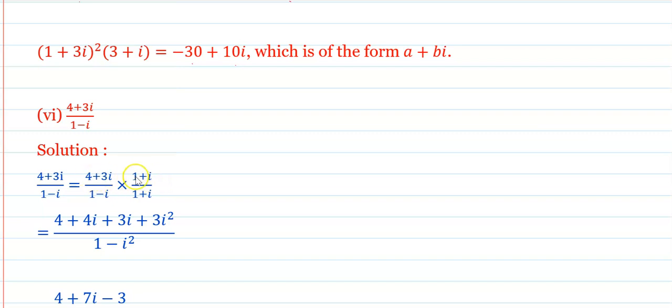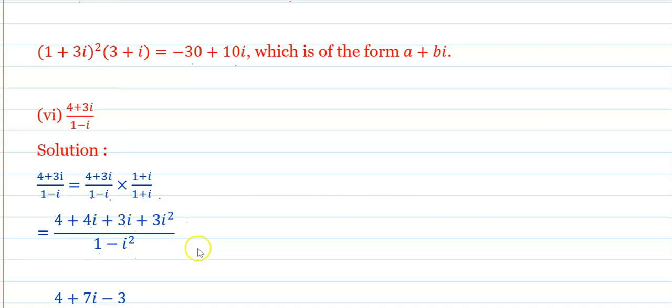Now 4 multiplied by 1, you will get 4. 4 into i, you will get 4i. 3i into 1, you will get 3i. 3i into i, that is 3i square. (1 minus i) into (1 plus i), you will get 1 square minus i square.